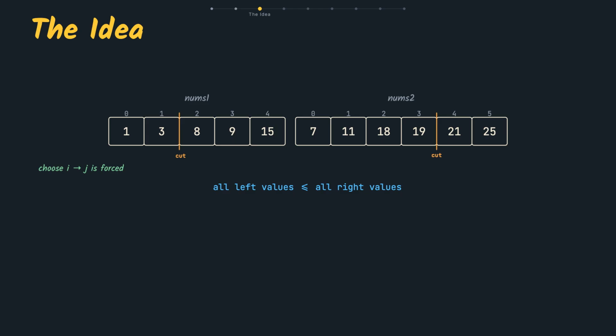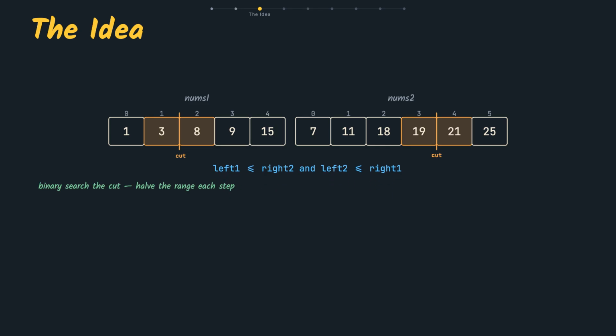When is a cut correct? Every number on the left must be less than or equal to every number on the right. Because both arrays are sorted, we only check the 4 numbers touching the cut lines, the two ends of the left, the two starts of the right. The test is simple. The first array's left edge must not exceed the second array's right edge, and the other way around too. And to find the right cut, we don't try every spot. We binary search, like guessing a number while halving the range each time.